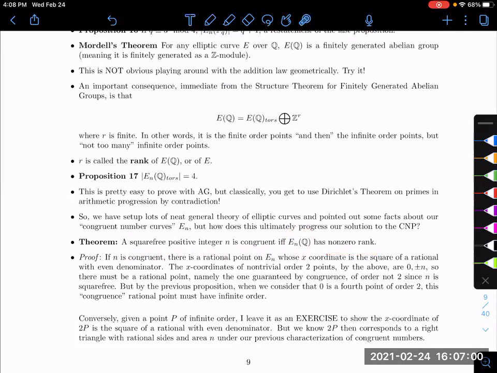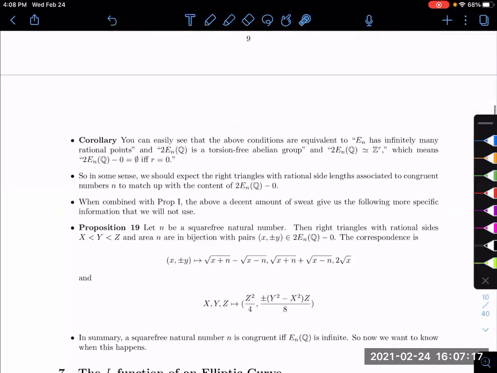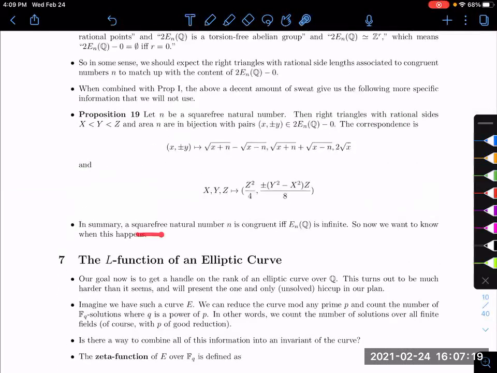If you like, thanks to the structure theorem for finitely generated abelian groups, what you can really think of this as is a natural number is congruent if and only if there are infinitely many rational solutions. Which I think I even wrote somewhere. Right here, yeah. A square-free natural number n is congruent if and only if E_n(Q) is infinite. There are infinitely many rational solutions. Of course, while this is very profound, it's still not checkable, so we would like to continue to push further.